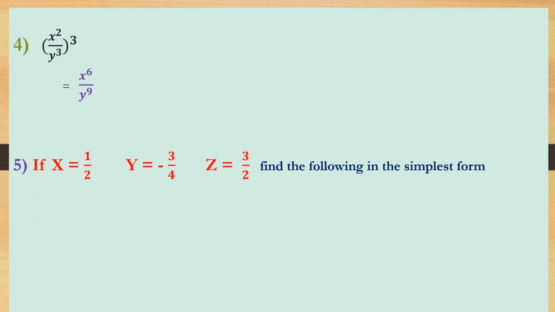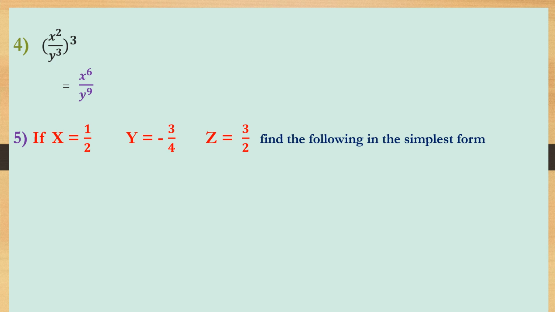If we have (x power 2 over y power 3) all to the power 3, we distribute the external power 3 among the numerator and denominator as follows. So it will be x power 2 times 3 over y power 3 times 3, which is equal to x power 6 over y power 6. Another example, if x equals half and y equals negative 3, also z is 3 over 2. Find the following in the simplest form: (x power 2 z over y) all to the power 2, so it will be x power 4 z power 2 over y to the power 2.